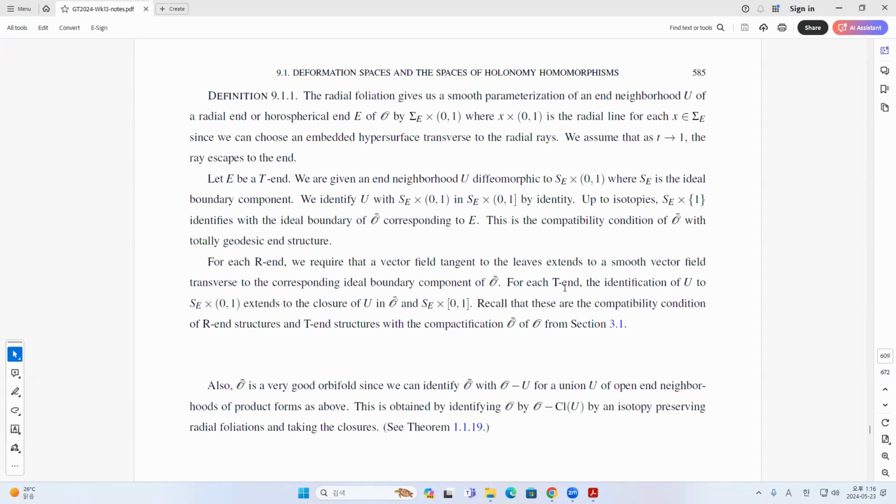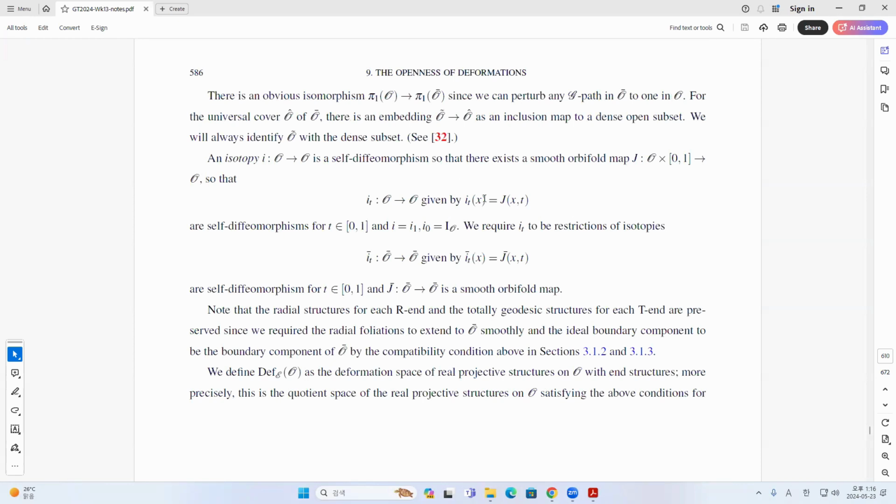And then going transverse, for the T ends, the identification of U extends to the closure U bar. So we always assume that O bar is a very good orbifold, since we can identify O bar with the union of an open neighborhood of the product form as above. O itself is a very good orbifold because it has a projective structure, so O bar is a very good orbifold.